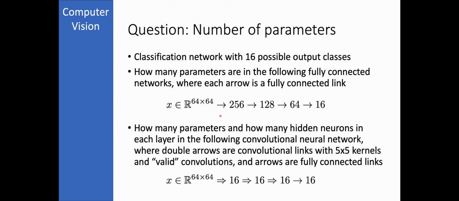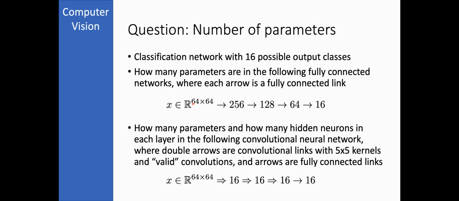Now, we've seen the padding, we've seen the valid convolutions, and the links between the channel sizes. So maybe we can now ask a question on the number of parameters. Let's assume that we have a classification network with 16 possible output classes. How many parameters are in the following fully connected network, where each arrow is a fully connected link?